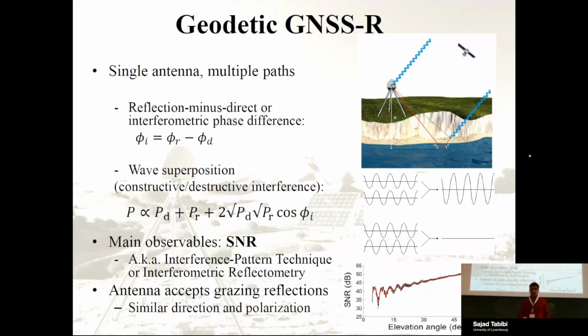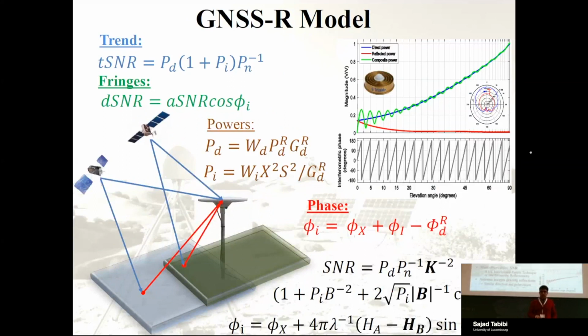So if we receive this kind of signals, we can have different observations from different azimuth angles and satellite elevations, and then we can extract geophysical parameters. The model in GNSS-R we use is a combination of a trend and fringes. As you can see, it's a function of direct and interferometric power and noise powers, and of the directional dependence of the gain patterns of the antenna.